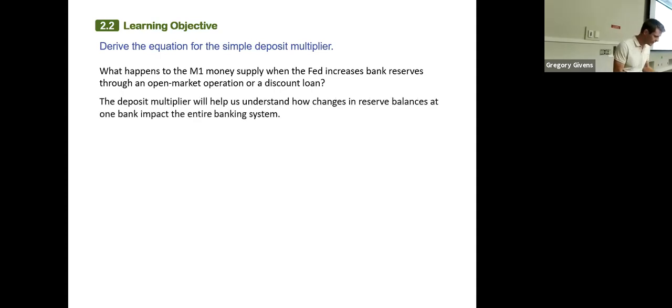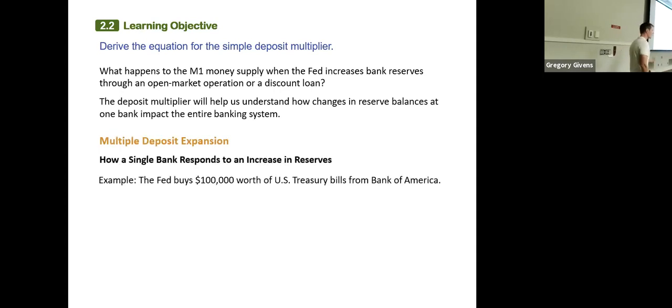I think, again, instead of trying to talk about this in purely abstract, theoretical terms, it's easiest to just work through a concrete example where the mathematics is really easy so that it's intuitive for everybody, okay? So that's what I want to do. Let's start with a simple example whereby the Fed decides to purchase $100,000 worth of U.S. Treasury bills from Bank of America.